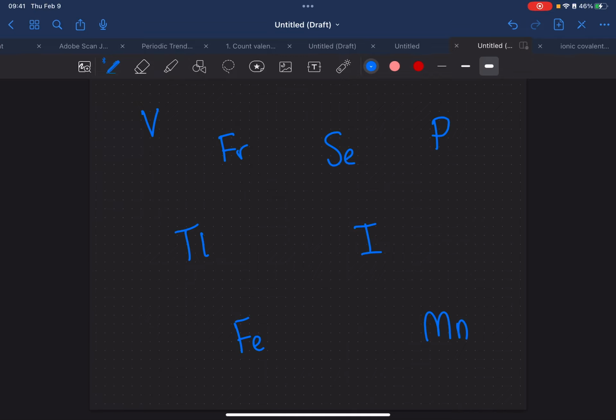So this is really just practice, right? Practice using your periodic table, finding the elements. And the more you do it, the more you'll learn where things are, and then you won't have to look at it as much. Pause here and find all these on your periodic table.